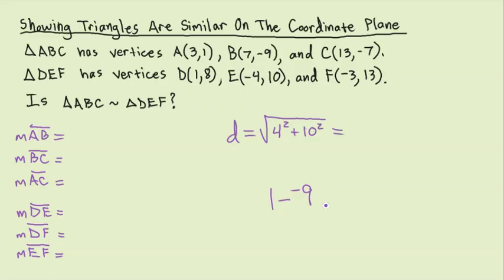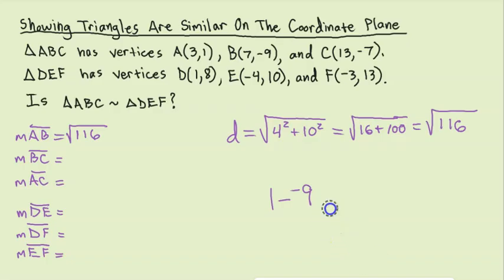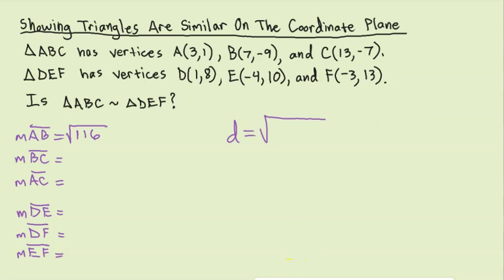Okay? So our distance, the measure of AB, is going to be equal to the square root of 4 squared, which is 16, plus 10 squared, which is 100. So it's the square root of 16 plus 100, which is the square root of 116. So the measure of side AB is the square root of 116. I'm going to leave it in square root form. I'm not going to convert it into decimal form because I'm going to do the decimal form when I do the fractions.